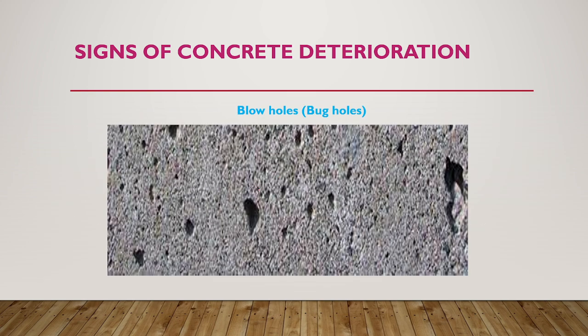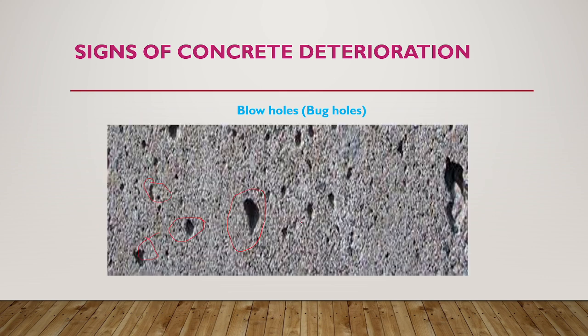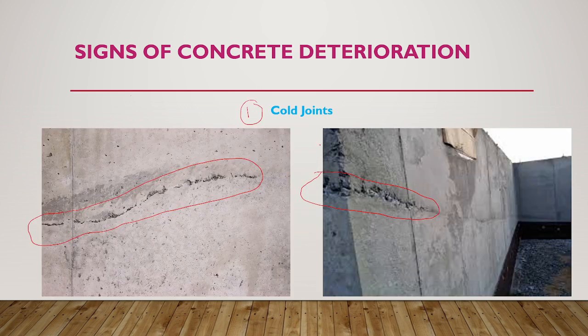Another one is blowholes. Here you can see the blowholes in this picture. So let's see what the reason behind it is. They are caused by air being trapped in the concrete. It means air gets trapped against the face of the formwork, and the reason is insufficient vibration, and you can observe them when you strip off the formwork. So when you strip off the formwork, you will see these kinds of blowholes or bug holes because of trapped air. Okay, so cold joint we have discussed.